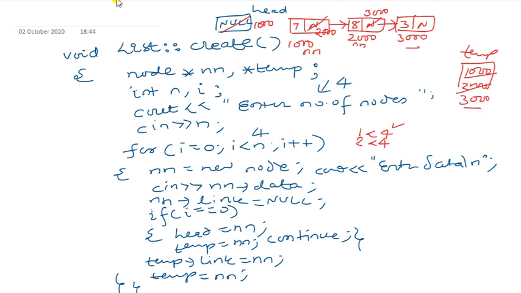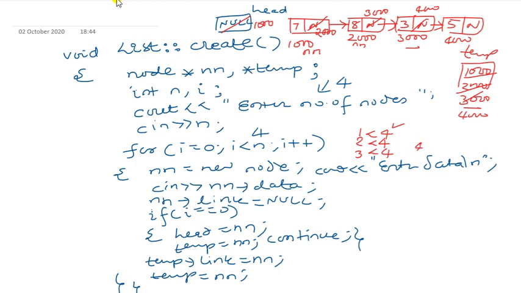Go back, i will be 3 now. 3 less than 4, again true. So again a new node you will create here. Again you will update it, set data with some value. Then again i is 3. 3 equals to 0 false. You come down. Temp you have remembered 3000. 3000's link will be made. New node, say new node is 4000. So 4000 is updated here. Then what happens? You remember that 4000. And again you come back.